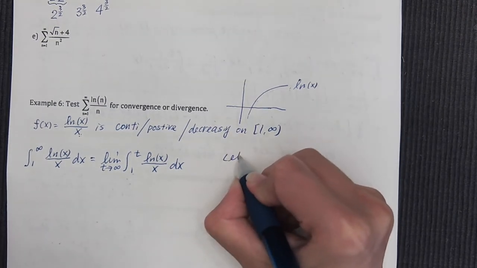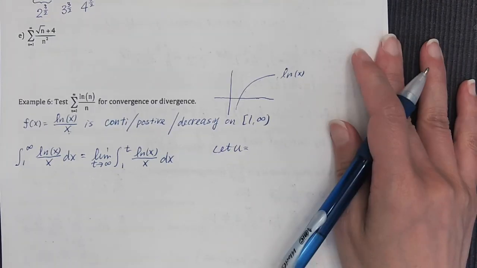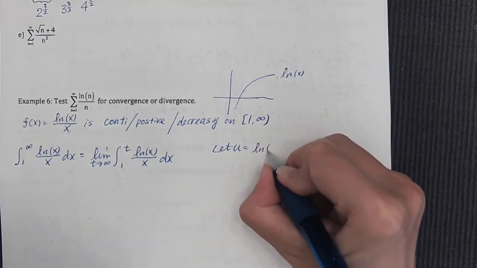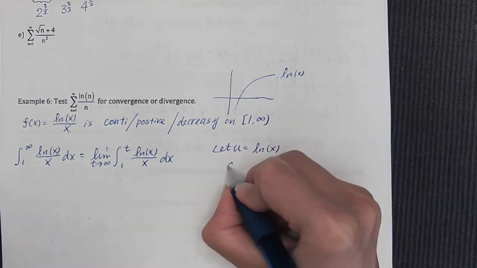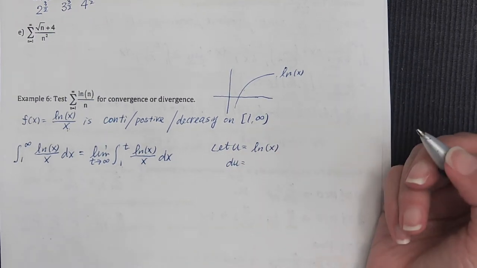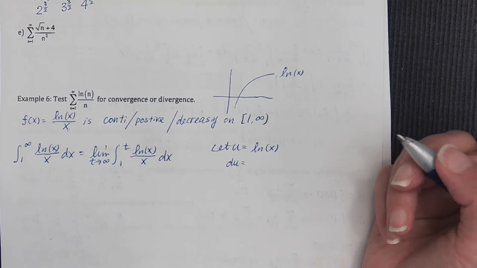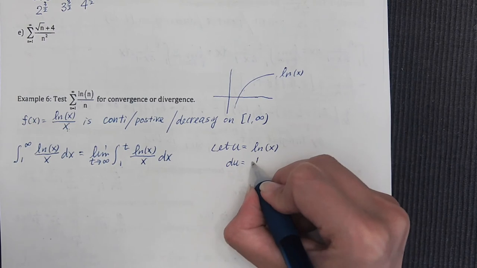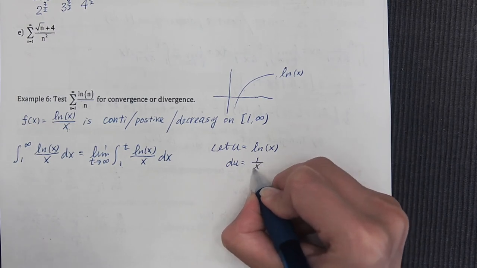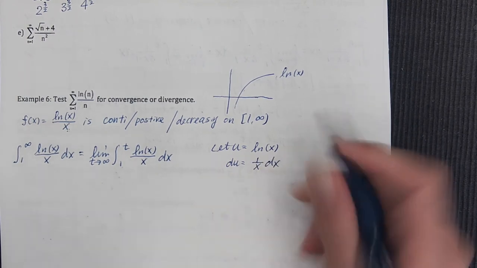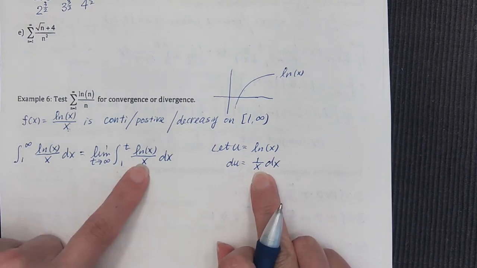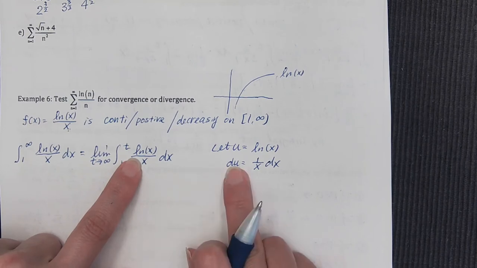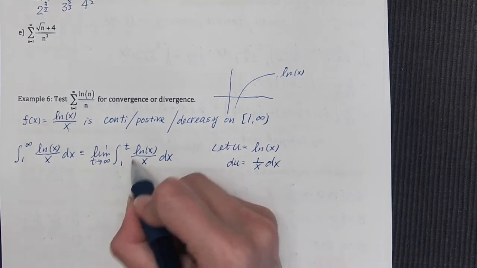Let u equal what? Natural log x. What's the du? If you take that derivative, what's that? 1 over x, right? 1 over x dx. Do I have a 1 over x dx? I do, don't you? Oh, that's my du. So pay attention to that part.